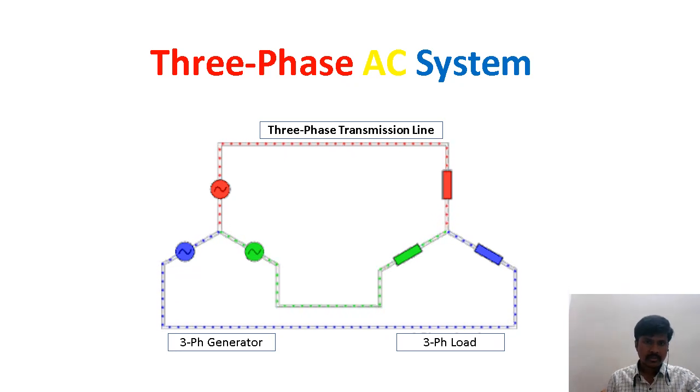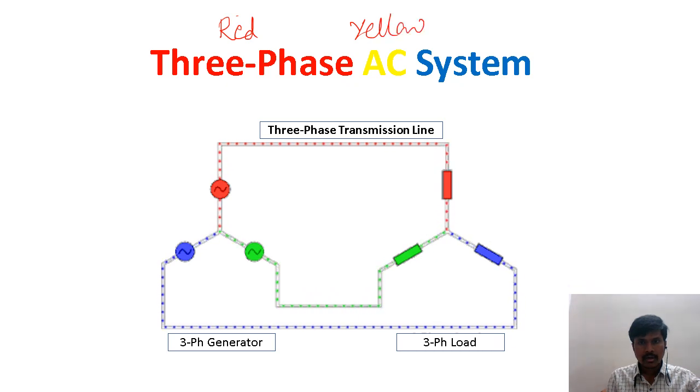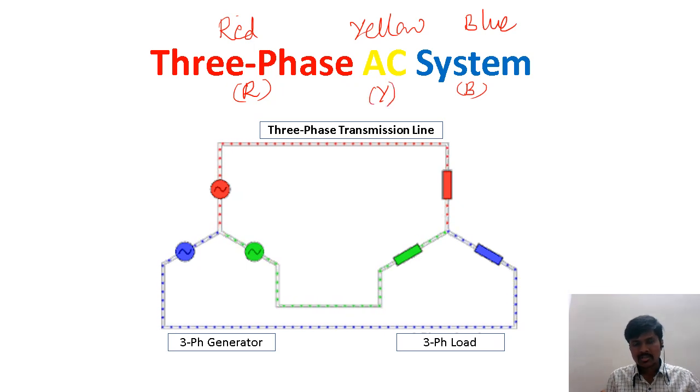Hello everyone. Today we are going to learn about the three-phase AC system. Generally, we represent the three-phase AC system as three terminals with red, yellow and blue. One terminal is R, one is yellow, one is B. This is the nomenclature we are going to use to represent a three-phase system.